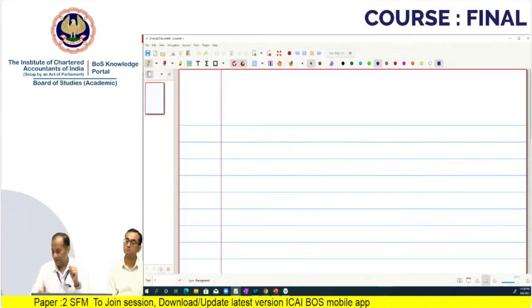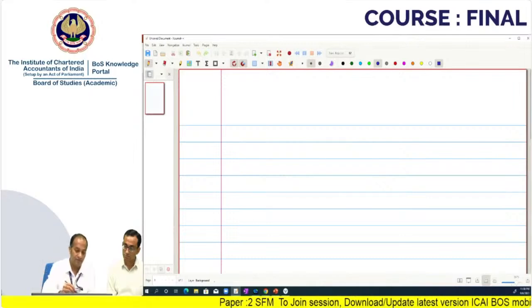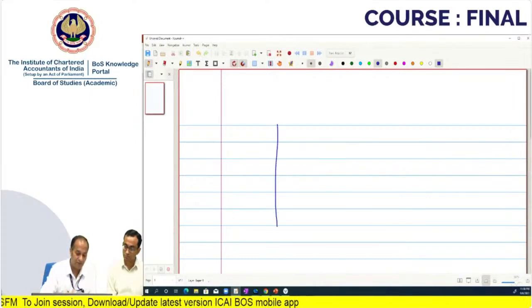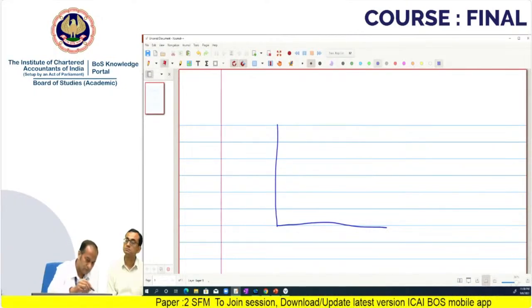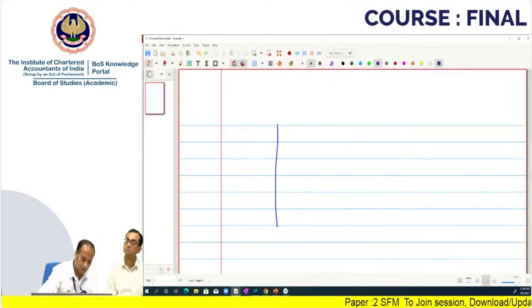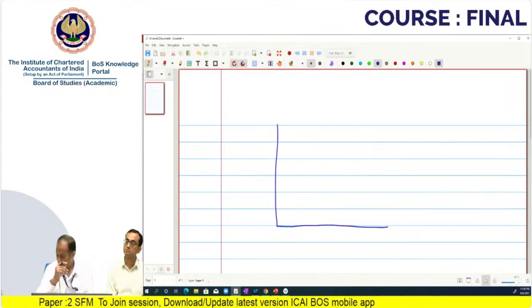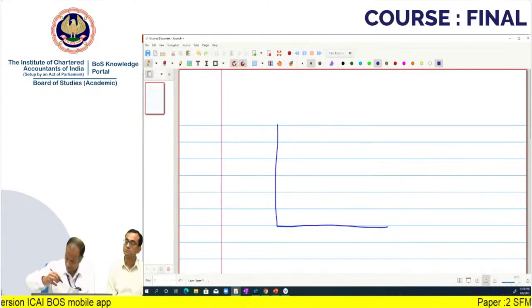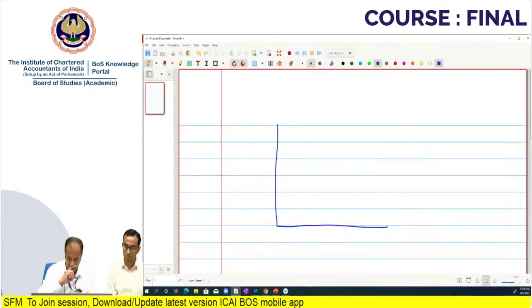Now there is another approach. This is called downward sloping or inverted yield curve. Here the opposite happens. I think I have drawn the yield curve the reverse way.